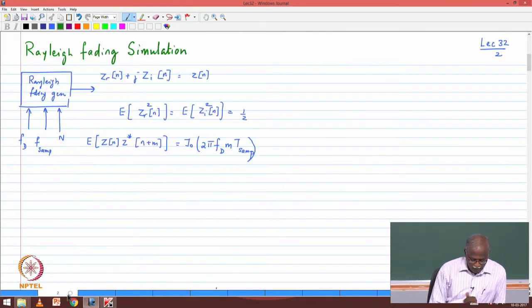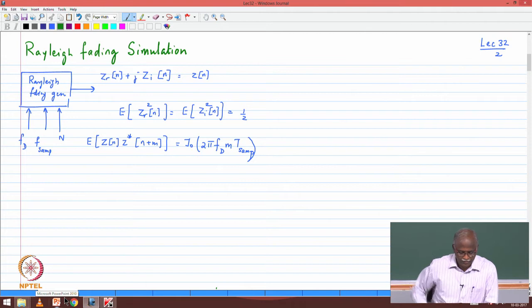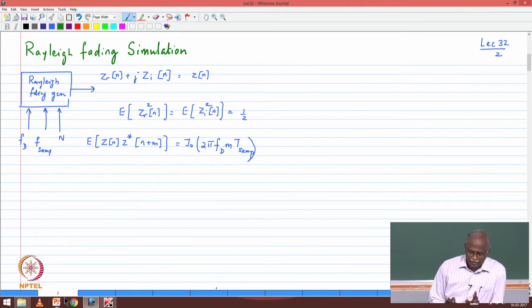A quick summary of what we have discussed in the last class. Through the various steps, we have developed a model by which we can generate Rayleigh fading in a computer which satisfies all of the properties that we are interested in.